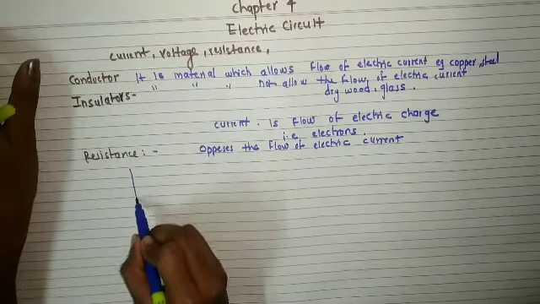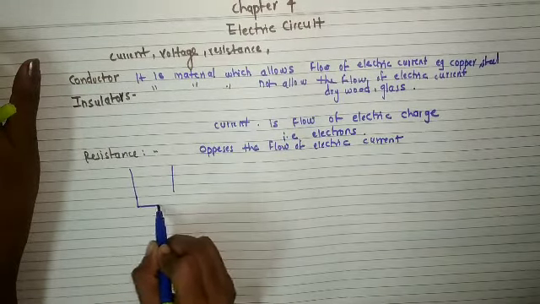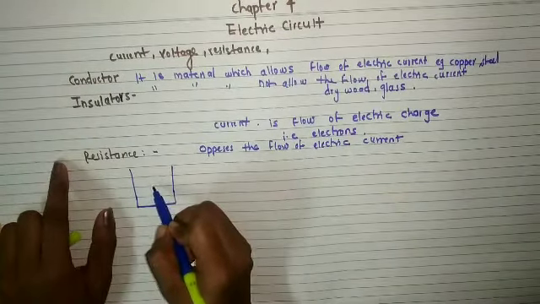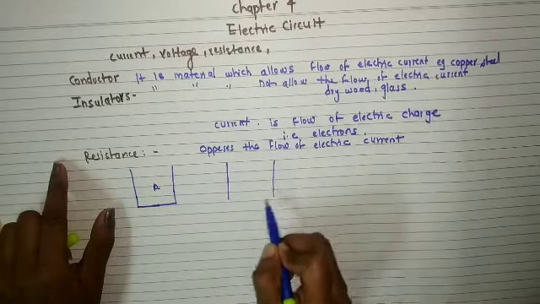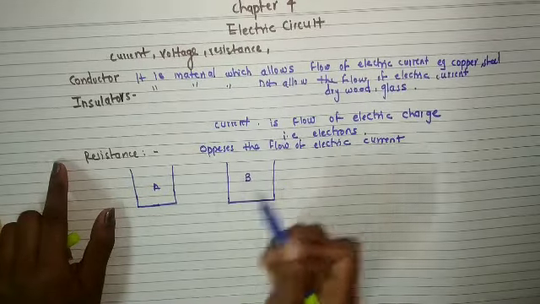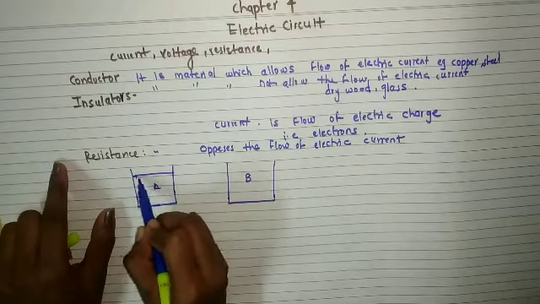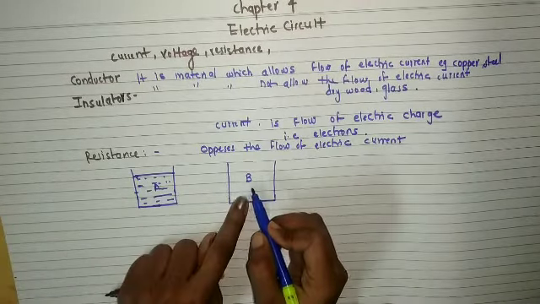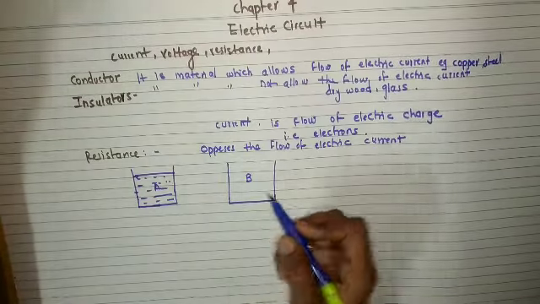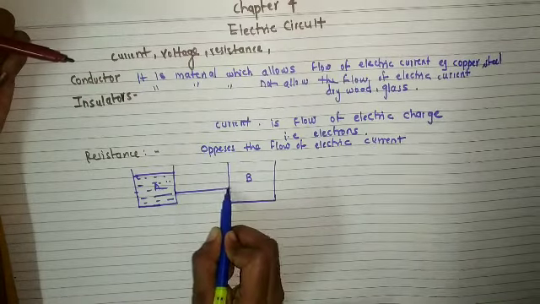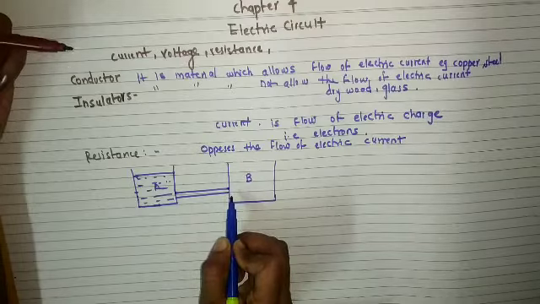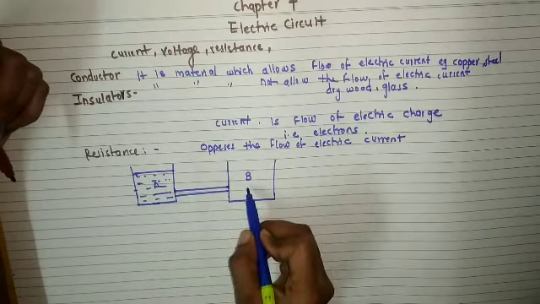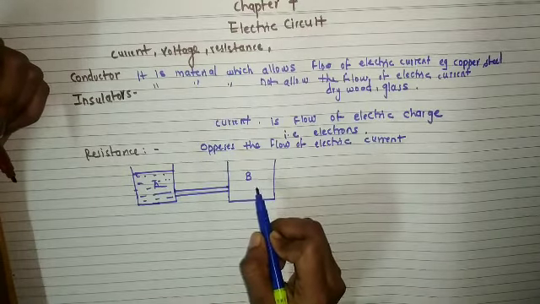So consider this is one container. Okay, so this is vessel A and this is vessel B. This vessel A is filled with water, and this one is empty. So what will happen if we connect these two by a pipe? The water from vessel A will flow to vessel B.